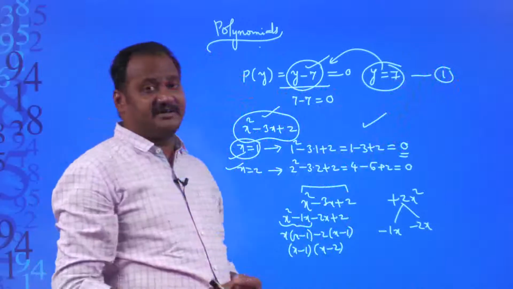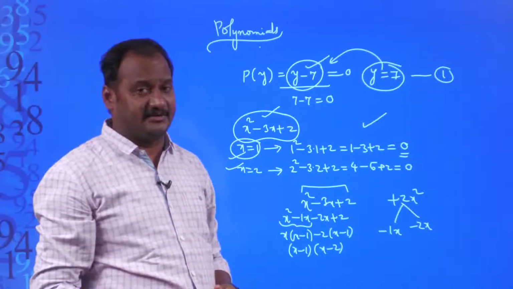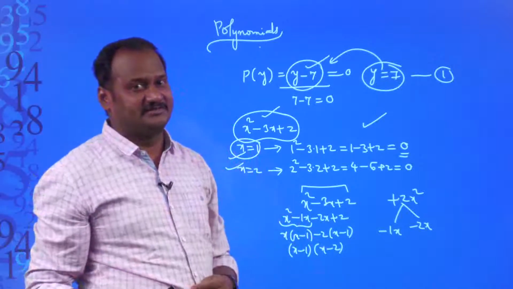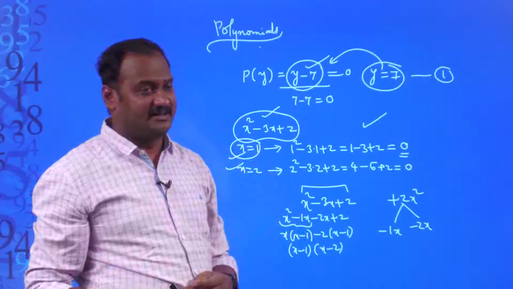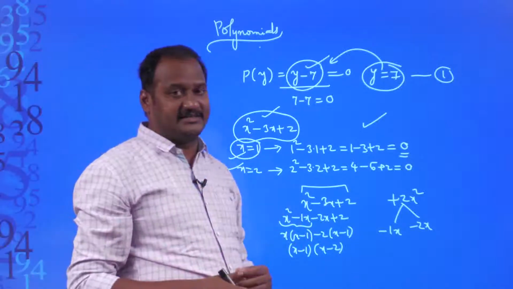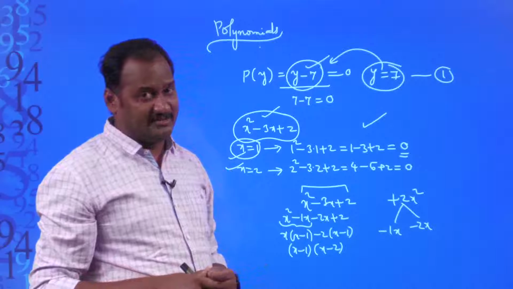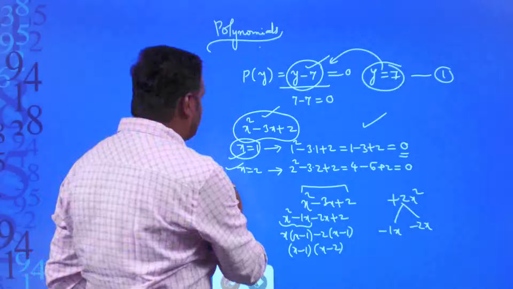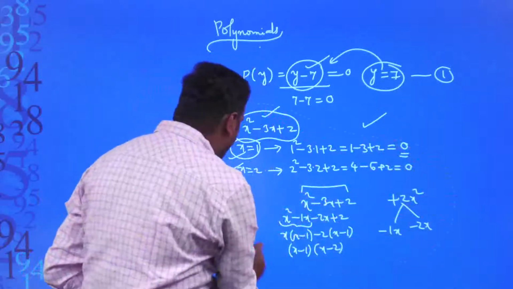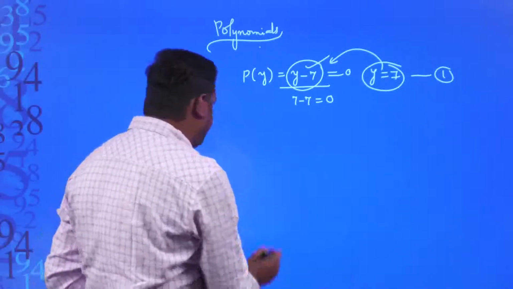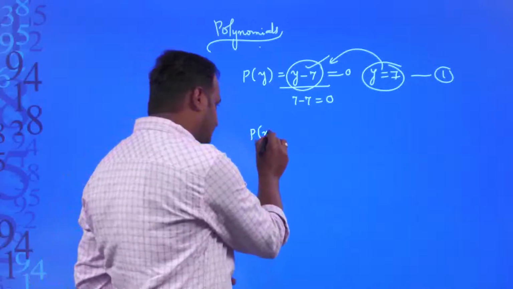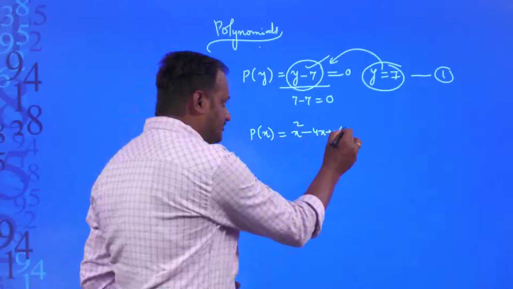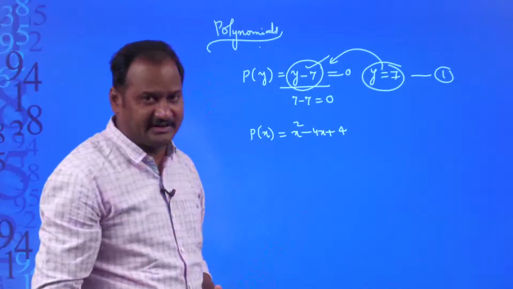And now it is x square minus 3x plus 2. Since it is a second degree polynomial, can I say that every second degree polynomial has exactly 2 zeros? I will have to think about that. Because for this x square minus 3x plus 2, I got 2 zeros. But if I take one more polynomial, for example, p of x is equal to x square minus 4x plus 4. So, this is one second degree polynomial, right.